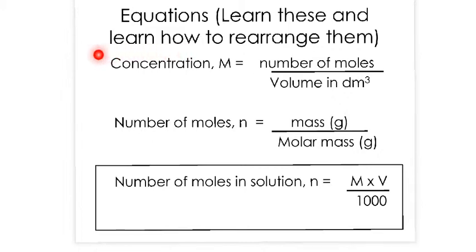This first equation here is linking concentration with the number of moles and the volume. So the concentration, which we represent with a capital letter M, is equal to the number of moles divided by the volume in decimeters cubed. Now this is the bit that people quite often mess up in exam questions, that they don't convert the units from centimeters cubed to decimeters cubed. So if you're using this equation, concentration equals number of moles divided by volume, then you need to remember to convert it from centimeters cubed to decimeters cubed.